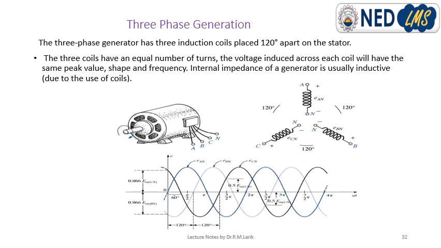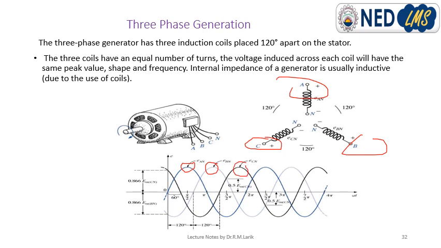So, three-phase generation, another diagram for the three-phase generation. You can see there are three coils which are 120 degrees apart from each other: coil A, coil B, and coil C. All these coils are 120 degrees apart, and every coil generates its own induced voltage, sinusoidal at 50 hertz: phase A, phase B, phase C.